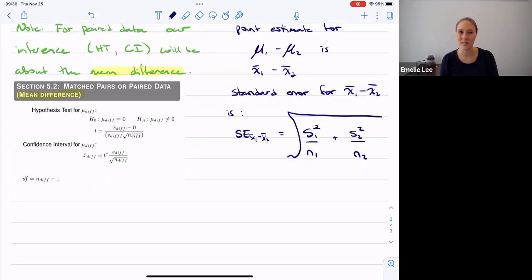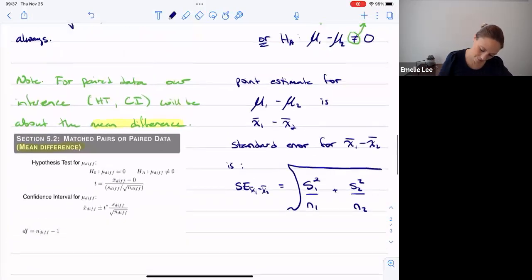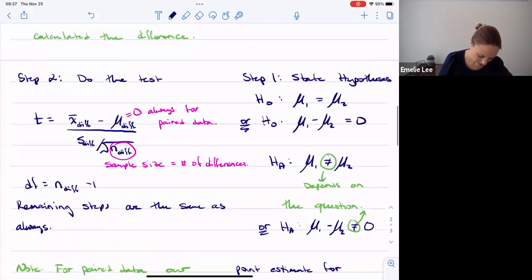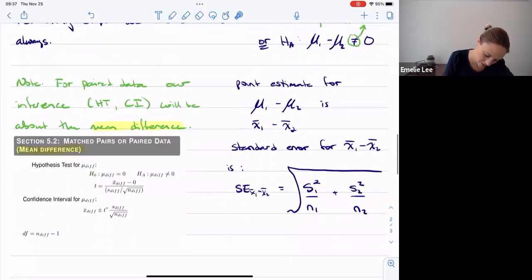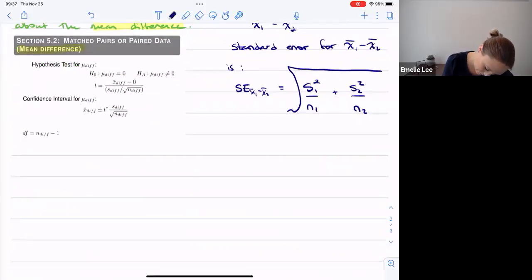What's nice is that's the standard error for the confidence interval as well as the hypothesis test. So unlike for proportions, where we had different standard errors depending on if we were doing a confidence interval or a hypothesis test, for a means question, it always stays the same. So that's really nice. Now we can do the test, step 2. So we use these in step 2.